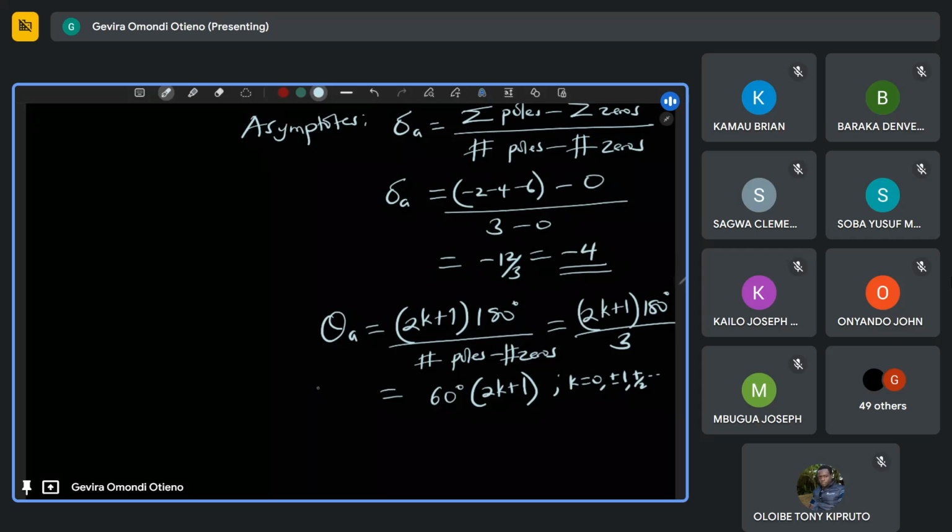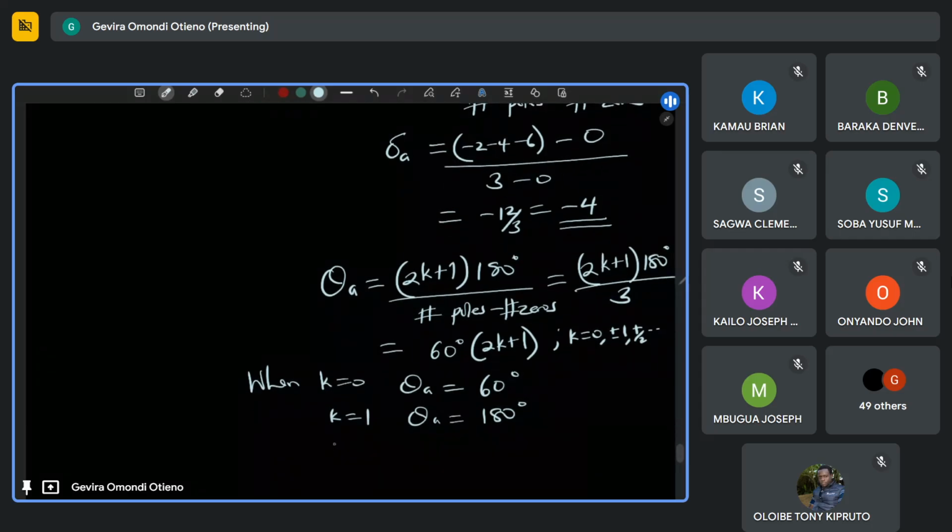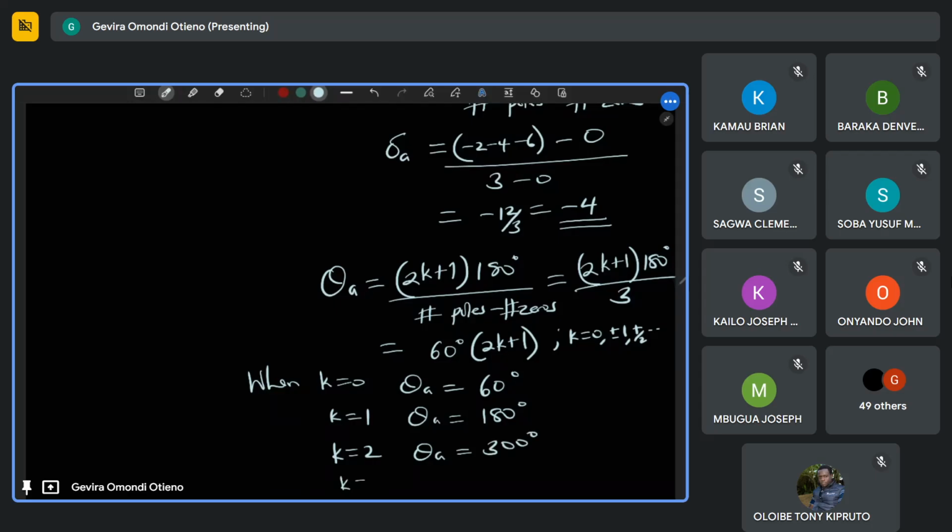So you can see that when k is 0, theta A, you just substitute 0 here, so we'll have 60 degrees. When k is 1, we have 180 degrees. When k is 2, we'll be having 5 multiplied by that, so theta A would be 300 degrees. When k is 3, we'll be having 7, so theta A would be 420 degrees.